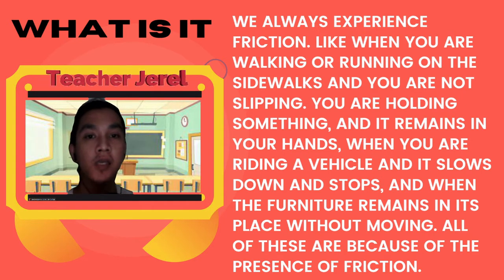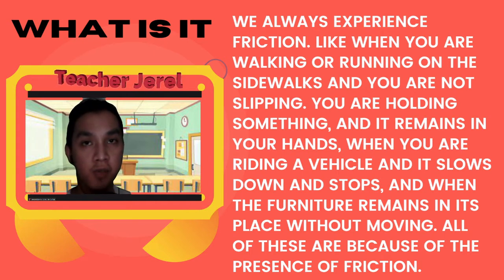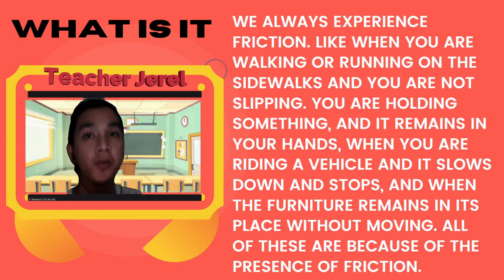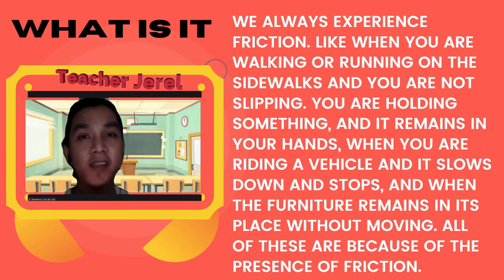When you're riding a vehicle and it slows down and stops, so the brake pads collide to the brake when the brake steps down. It means friction slows down or stops the motion. And when the furniture remains in the place without moving, it is a static friction. All of these are because of the presence of friction. You understand? Okay. Next.